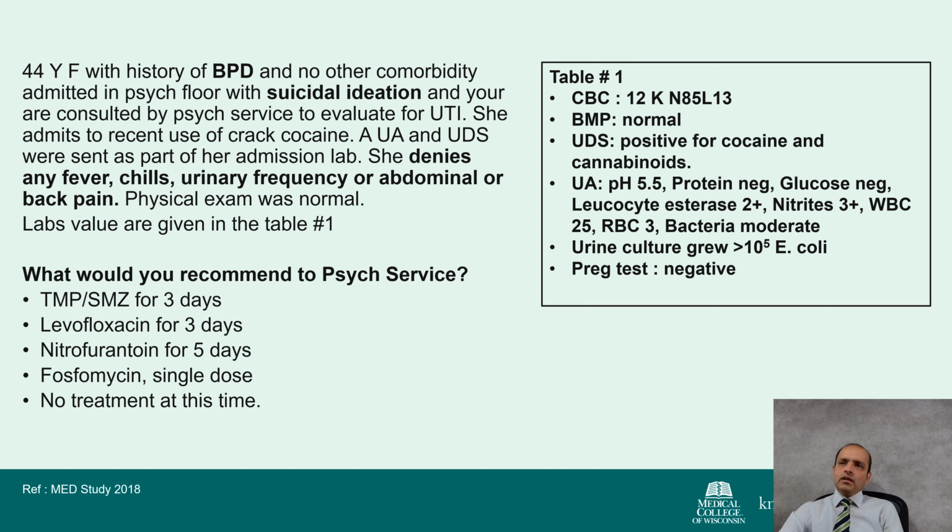Labs show mild leukocytosis. BMP is normal. Urine drug screen positive for cocaine, cannabinoids. Urinalysis: pH 5.5, leukocyte esterase positive, nitrites positive, and then bacteria plus, WBC 25, and urine culture grew 10 to the power 5 E. coli. Pregnancy test is negative. So what are you going to recommend to psych service? Treat with Bactrim for 3 days, levofloxacin, nitrofurantoin, fosfomycin, or no treatment at this time?